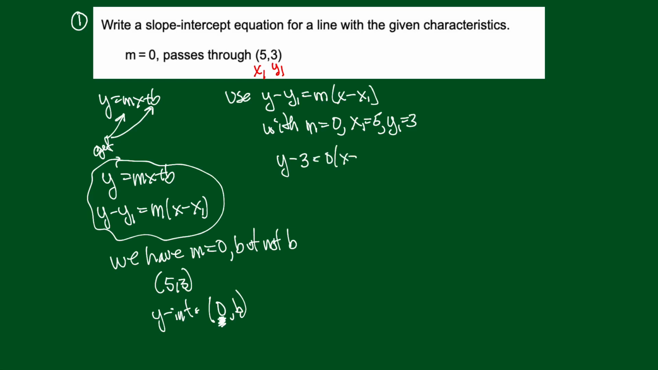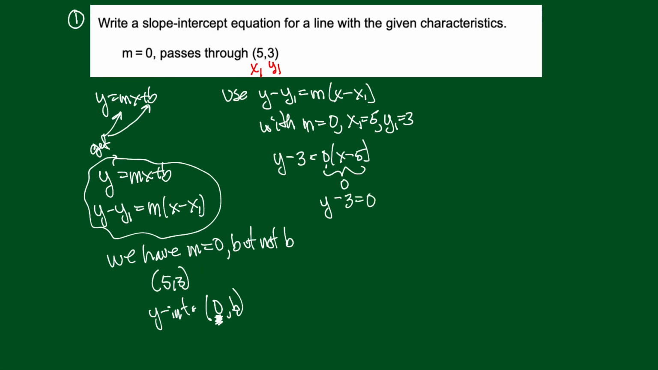x minus x1 is 5, but it turns out that 0 times anything is 0. So here's what I'm left with: y minus 3 is 0. Get it in the right form, just solve for y. I'll get y equals 3. And I'm going to claim that that's my equation.